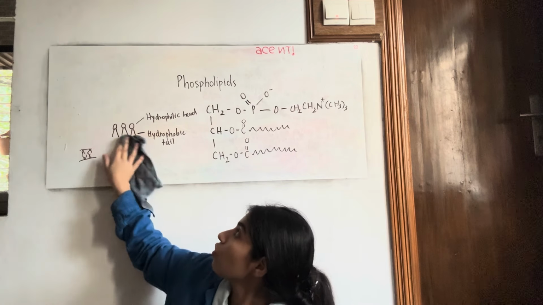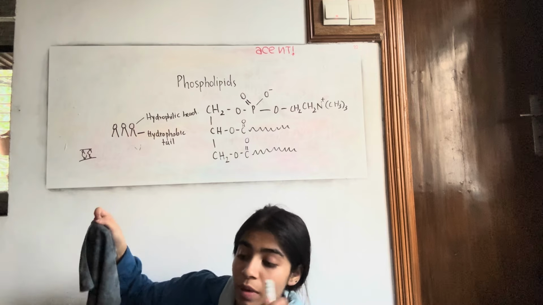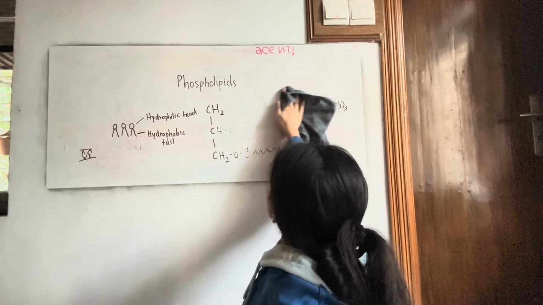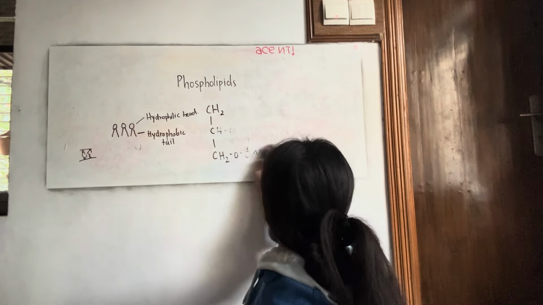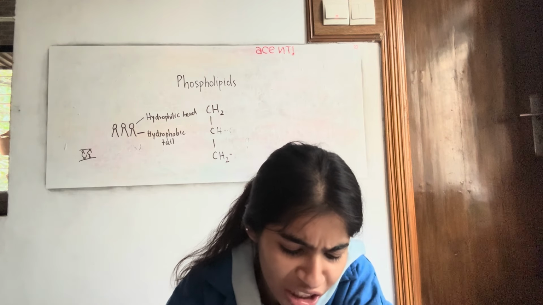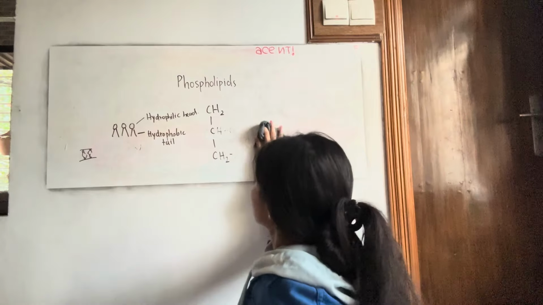So phospholipids are generally of two types according to my book. Sue my book, not me. They are considered to be of two types. One is glycerophospholipids. This wasn't so hard to pronounce.